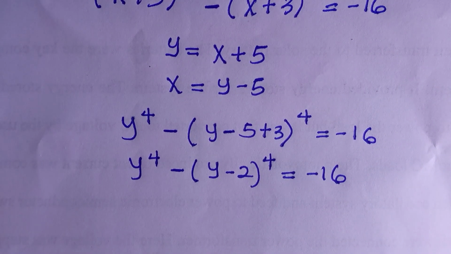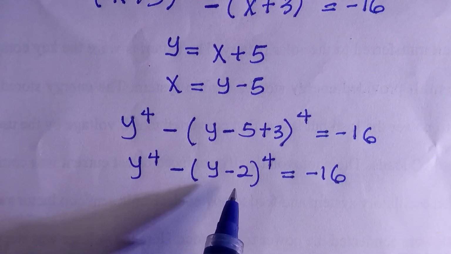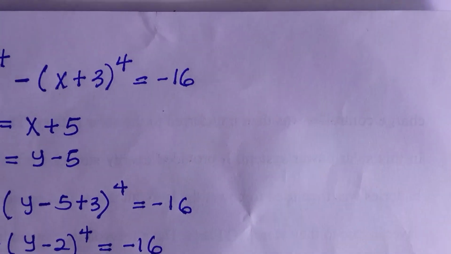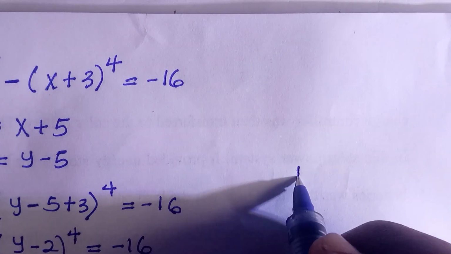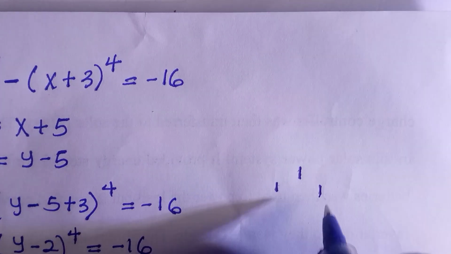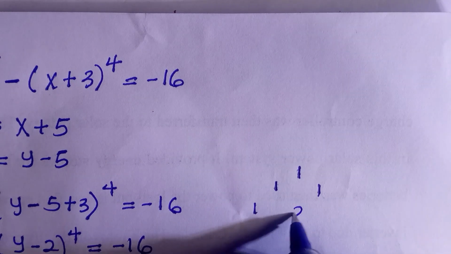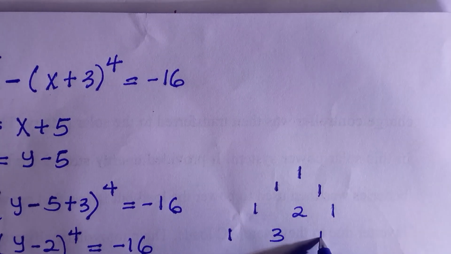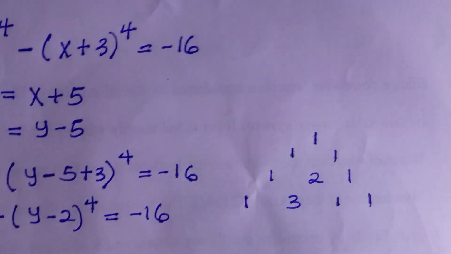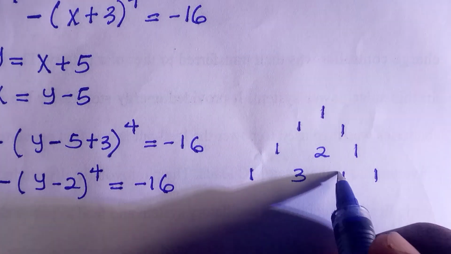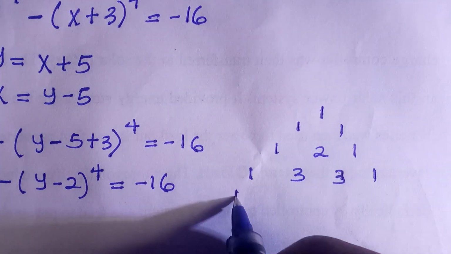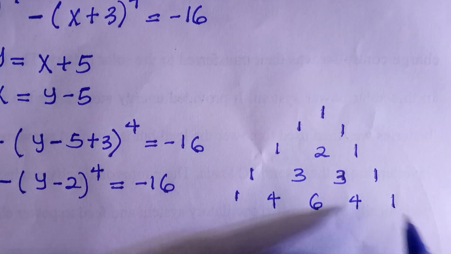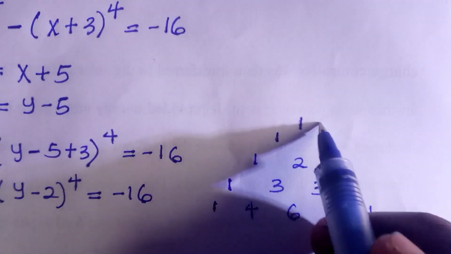Then we want to expand this as well, but we don't have to open the bracket. Let's apply the Pascal triangle coefficients as 1, 1, 1, 1, 2, 1. Then we have 1, 3, 3, 1. Then we have 1, 4, 6, 4, and 1. So we are going to be adding this together.